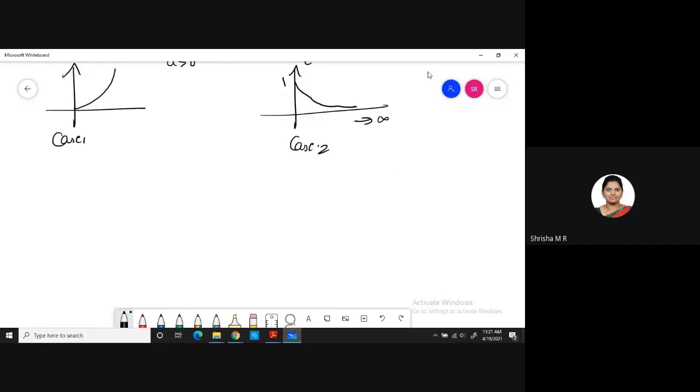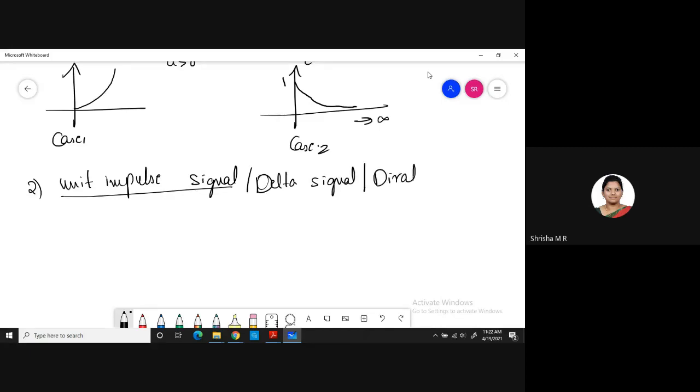Next, we shall see the unit impulse function. The unit impulse signal or unit impulse function is also called the delta signal, delta function, or Dirac delta function. You have seen what a unit impulse signal is. If x of t is a unit impulse signal, it is represented as delta t only. It exists only at t equal to 0 with amplitude 1. It is 0 for all other values of t.